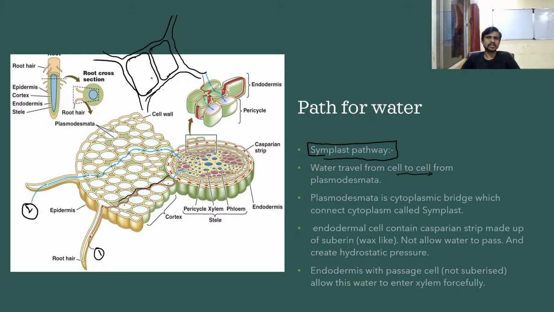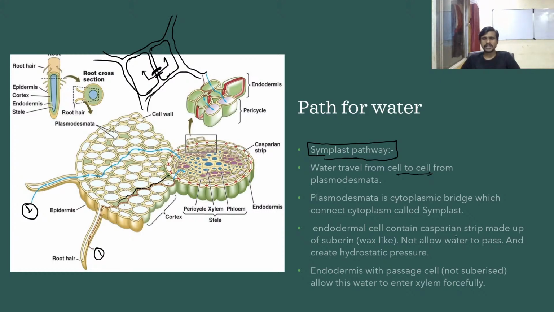So these cells are connected to each other by a bridge of protein. We call it a plasmodesmata. By the plasmodesmata, a cell can exchange anything with the second cell. So cells in a plant are connected to each other by plasmodesmata. Plasmodesmata is a cytoplasmic bridge which connects the cytoplasm, and we call it a symplast. So we have a symplast through this plasmodesmata.